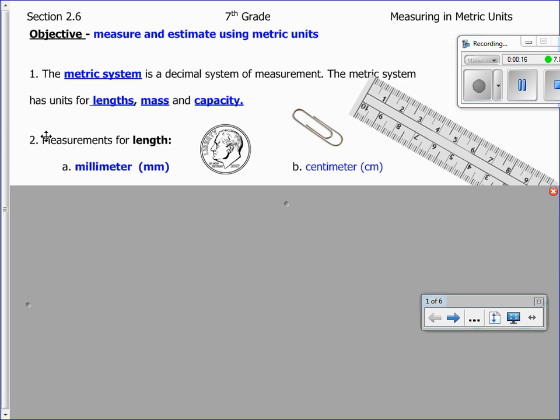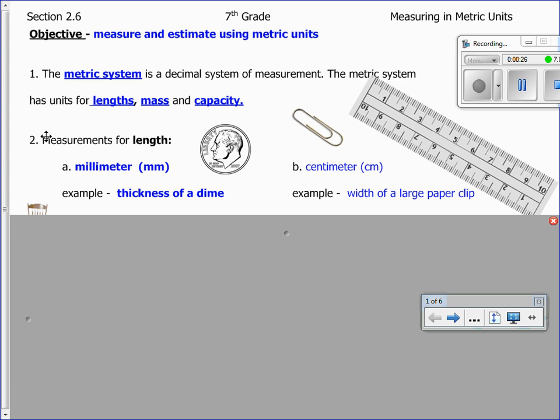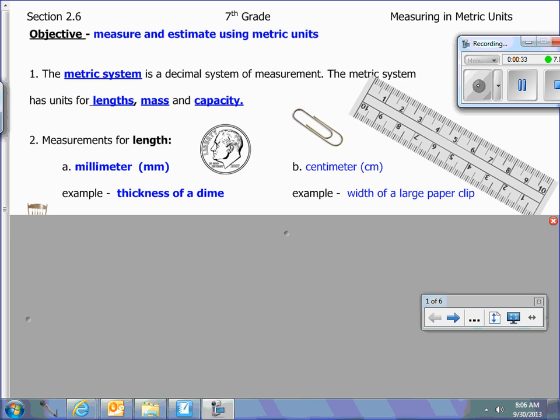So in your measurements for length, we're going to go from the smallest to the largest. Your smallest is your millimeter. We're talking about length, and it is about the thickness of a dime. Again, going from smallest to the largest, we're going to go to B, which is a centimeter. Abbreviation is cm. The example is the width of a paper clip. Take notes of each of the abbreviations so you don't have to write out the entire word.